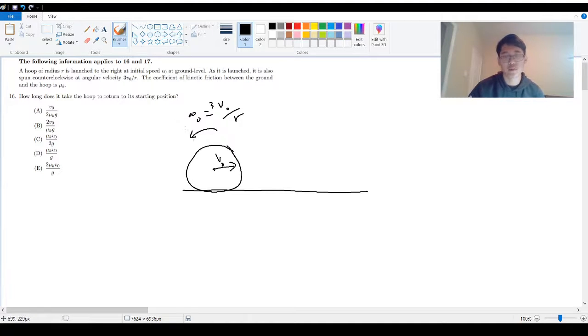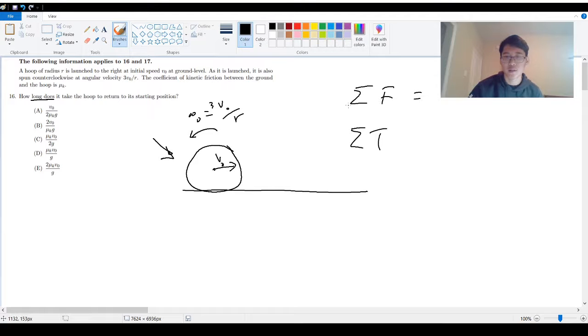Before we start, let's think about what is going on in this scenario. The velocity is moving to the right, but the angular velocity is rotating in the opposite direction. If you imagine spinning a hoop counterclockwise, the hoop is going to try to roll back to you, right? But we want to know exactly how long it takes, and for that we can set up two equations that will always work for rotation, which are net force and net torque.